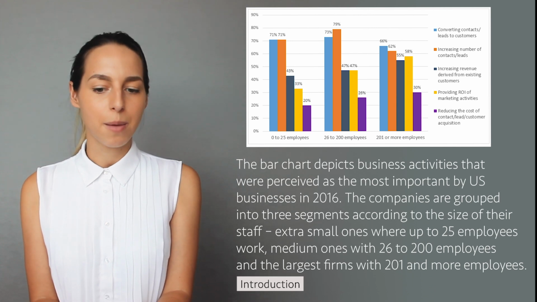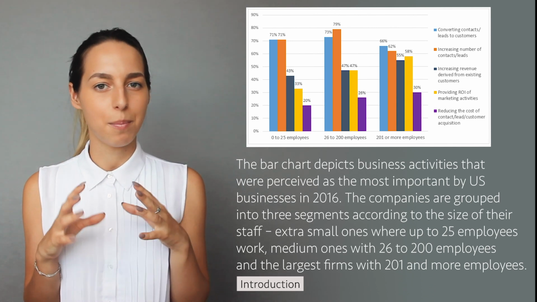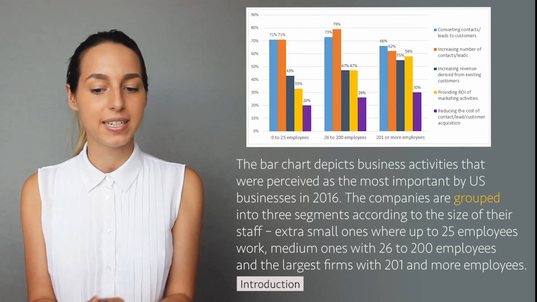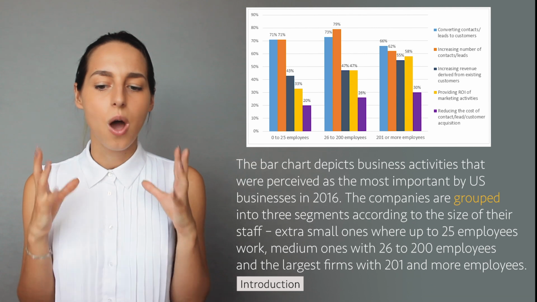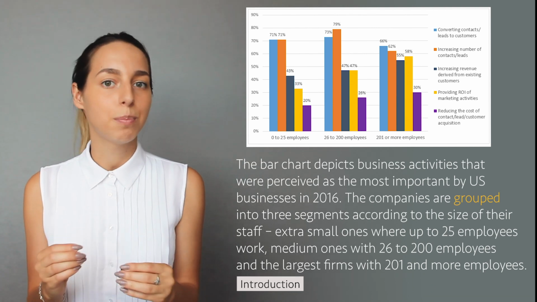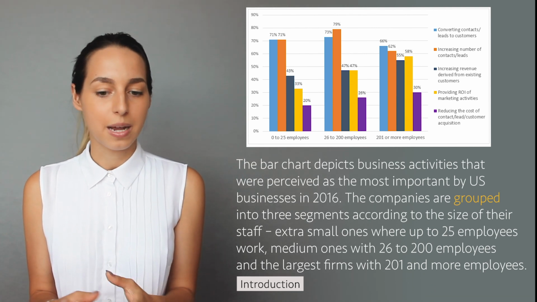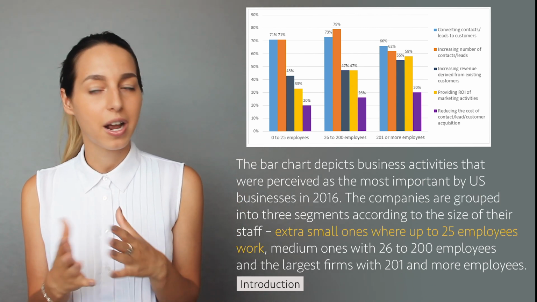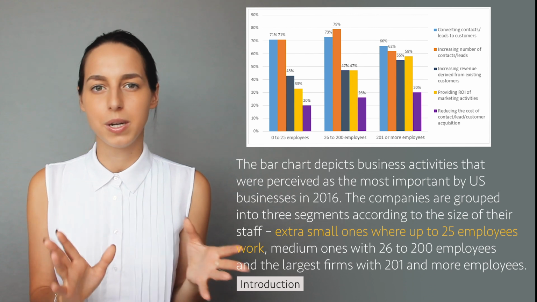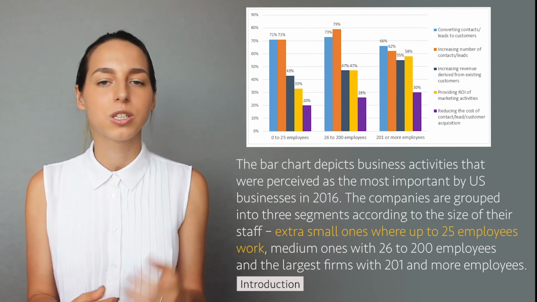So I'm talking there about the grouping, how those companies are grouped and based on which criteria. Here I don't just give numbers, but I try to explain what they mean in clear and simple terms, so that I say, for example, the smallest ones are ones where up to 25 people work, and I don't just give that number 25 and that's it. I try to explain what's going on there.